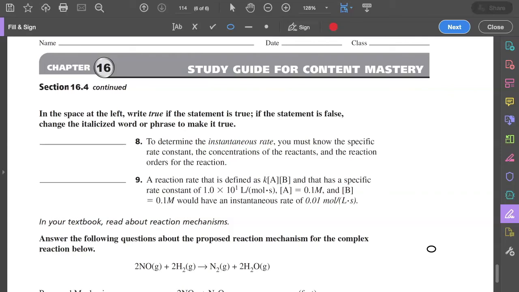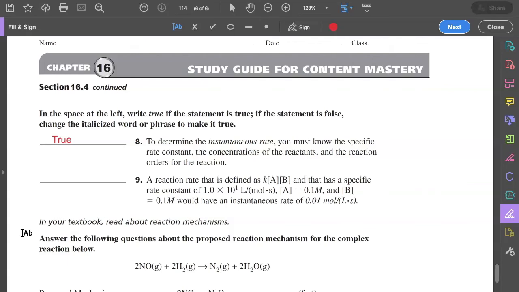Number 8. To determine the instantaneous rate, you must know the specific rate constant, the concentrations of the reactants, and the reaction orders for the reaction. That's true. That's exactly right. When we're using the rate law, those are exactly the things we need to determine the instantaneous rate.